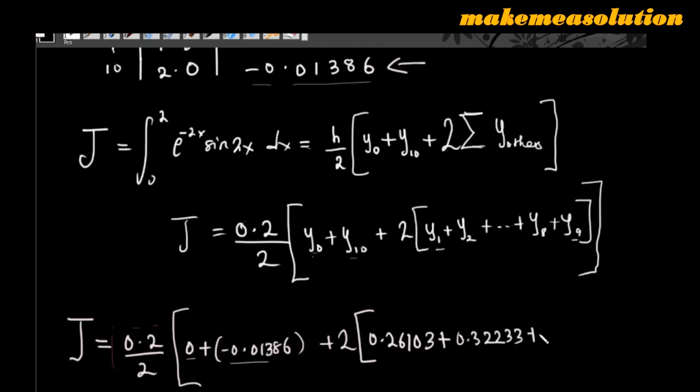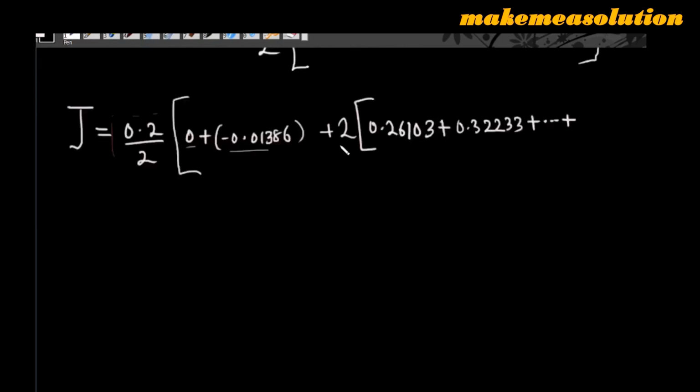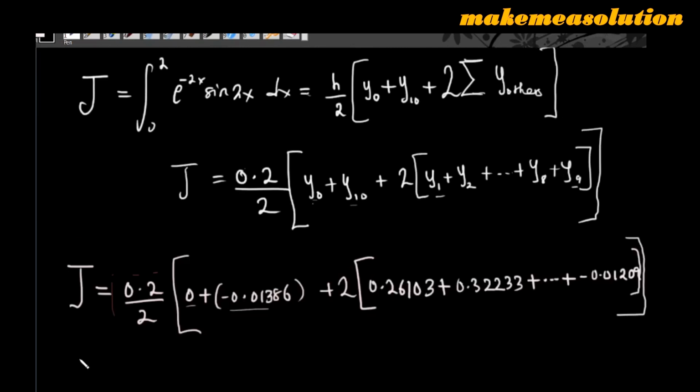So I'm just going to put a plus dot dot dot, then plus the last value before we exit the bracket, which is this one over here, is negative 0.01209. Okay, minus 0.01209. So okay, what you're going to do now is get your scientific calculator and plug in this expression and add everything accordingly. Is that okay?